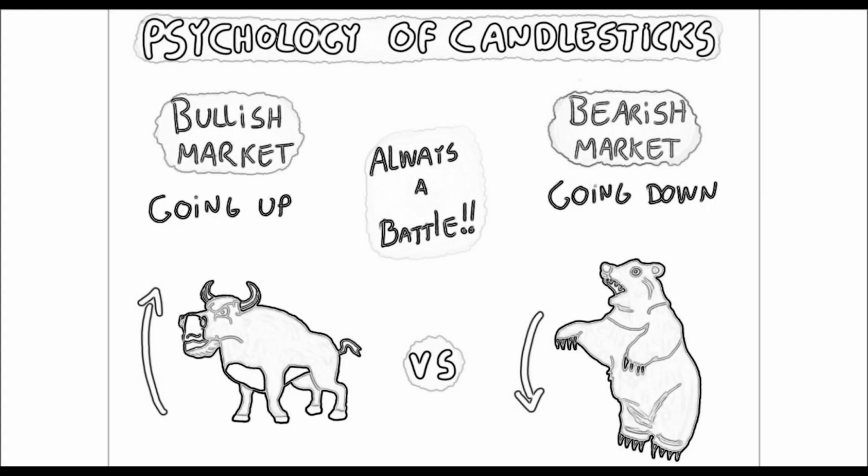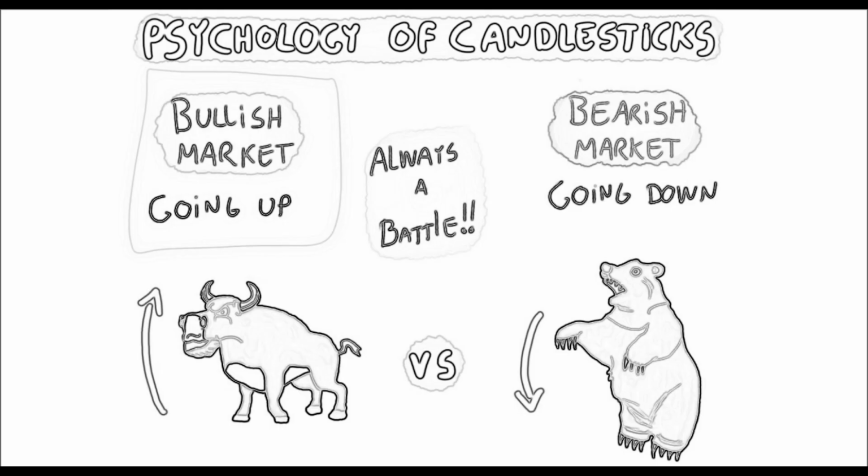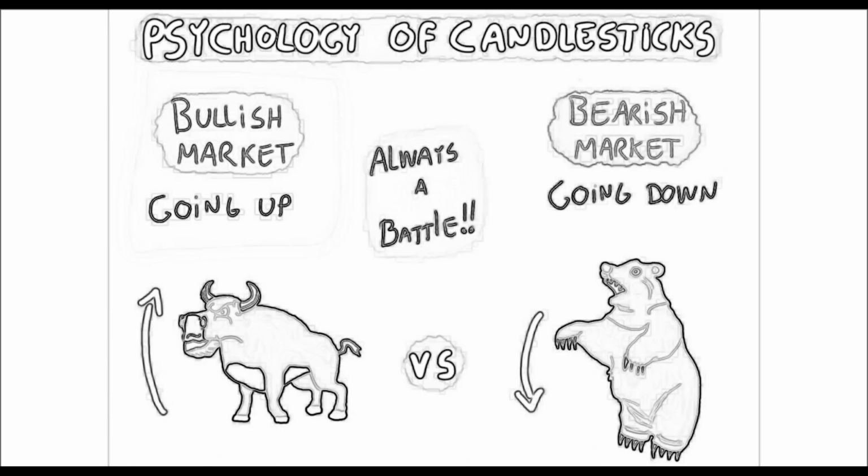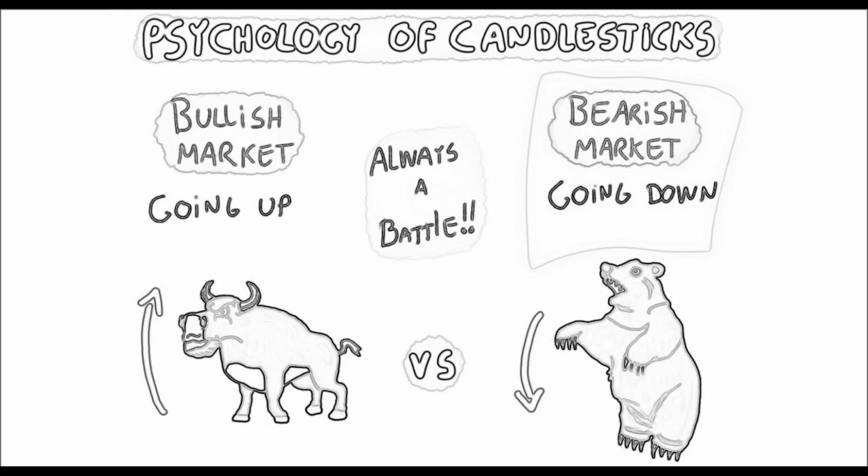Let's get started. Psychology of Candlesticks. We need to get in our head two terms. There are three types of market movements, but just two animals, okay? Number one, the bullish market, which means going up. And number two, the bearish market, which means going down. There's also sideways, but we don't have an animal for that one.